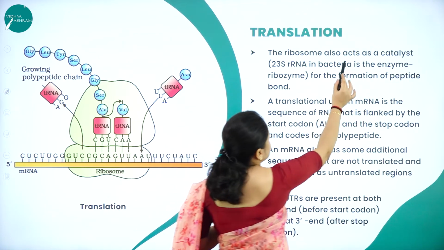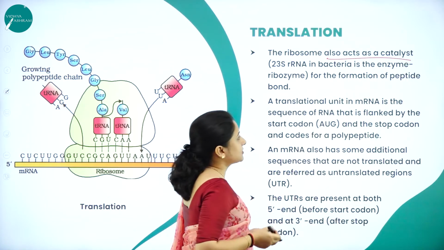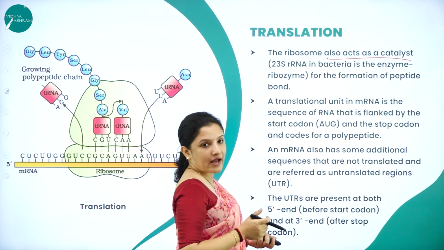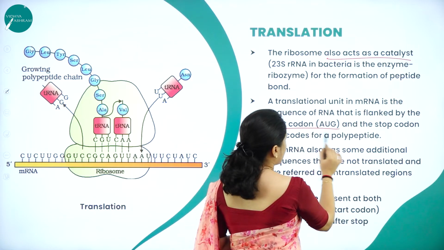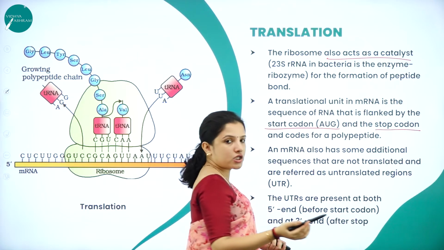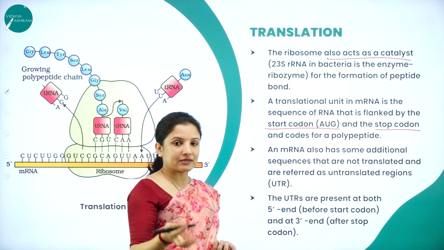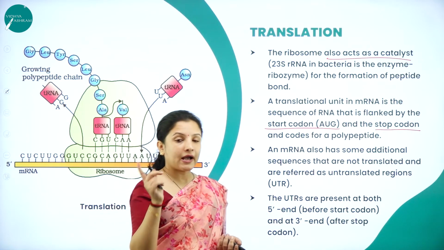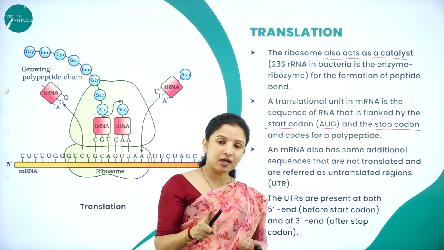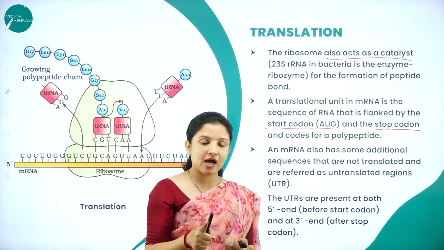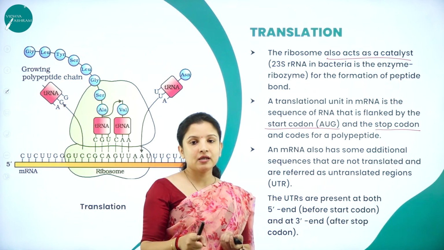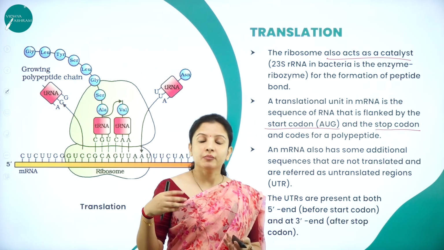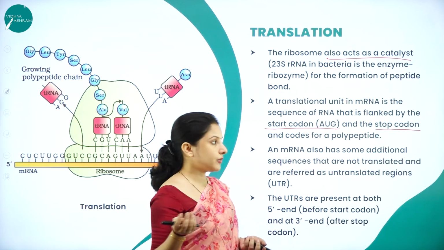So it also acts as a catalyst, and a translation unit in mRNA is the sequence of RNA that is flanked by the start codon and the stop codon. All this I have already told to explain to you. So the translation begins in the start codon and it comes to an end in the stop codon. And I also told you the start codon will have a specific tRNA which codes for methionine, whereas the stop codons will not have any specific tRNAs because stop codons do not produce any amino acids.